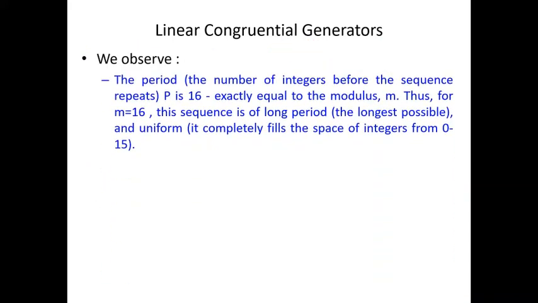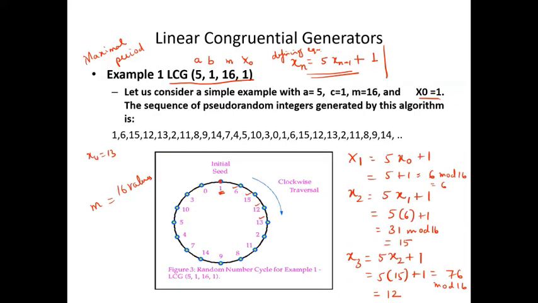So what do you observe here? The period is 16, which is exactly equal to the modulus M. That's what I told you. So for M is equal to 16, this is of the longest possible period. And another thing is it generates the random numbers uniformly. That means it's completely filling the space of integers between 0 to 15. You see, when I put it along a circle, every quarter has equal number of random numbers. So it is uniformly generating all the random numbers.